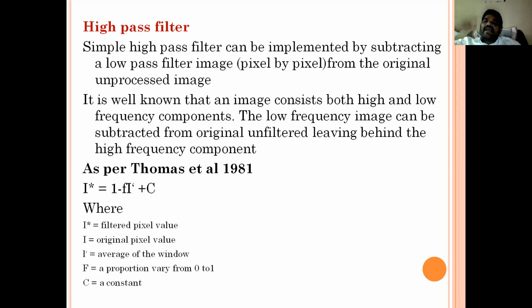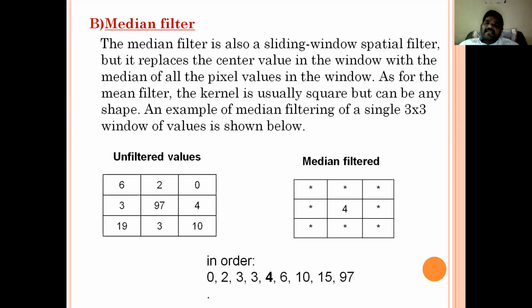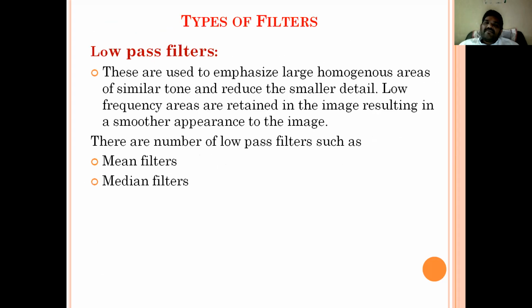See here, it is well known that an image consists of both high and low frequency components. The low frequency image can be subtracted from the original unfiltered image, leaving behind the high frequency component. And what you must remember here is the formula, I star equals I minus f I dash plus c. This is about the high pass filters, and we have also seen the low pass filter.